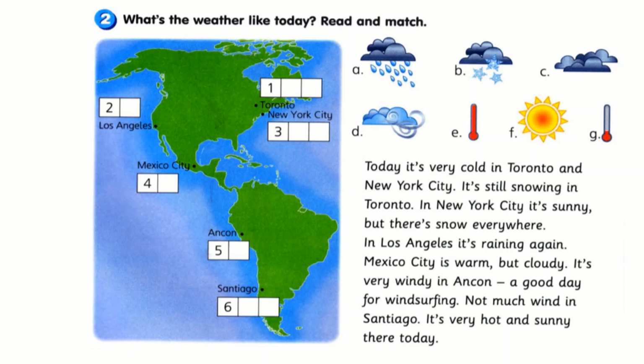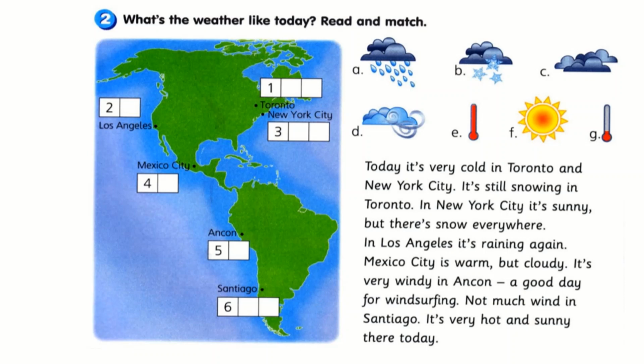C means that the weather is cloudy. D means that it is windy. E shows a thermometer and it is hot. F stands for sunny weather. And G means it's cold. Now, let's read the text and fill in the boxes with the correct letters.